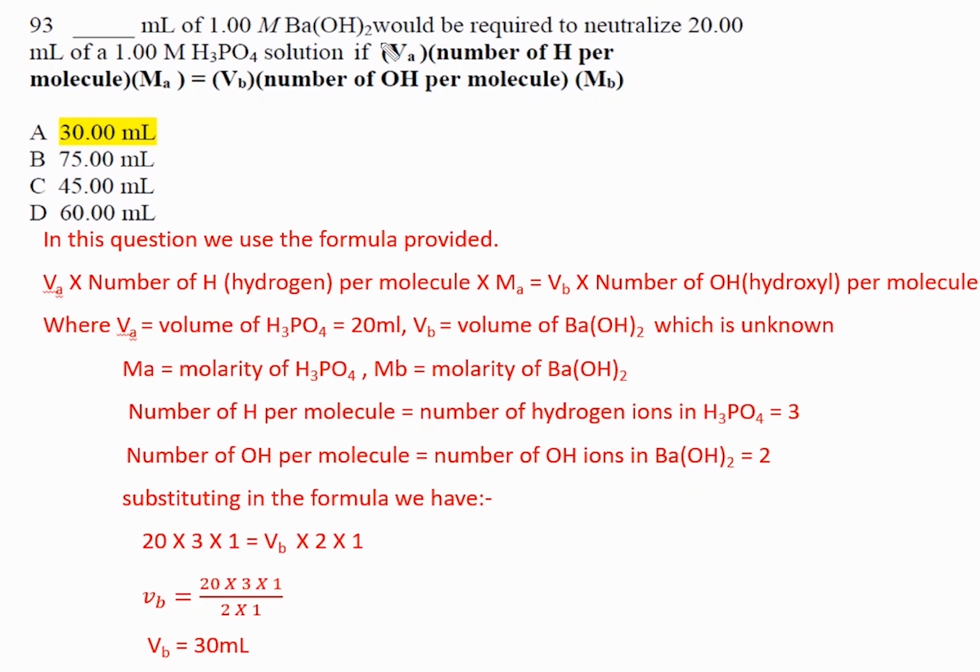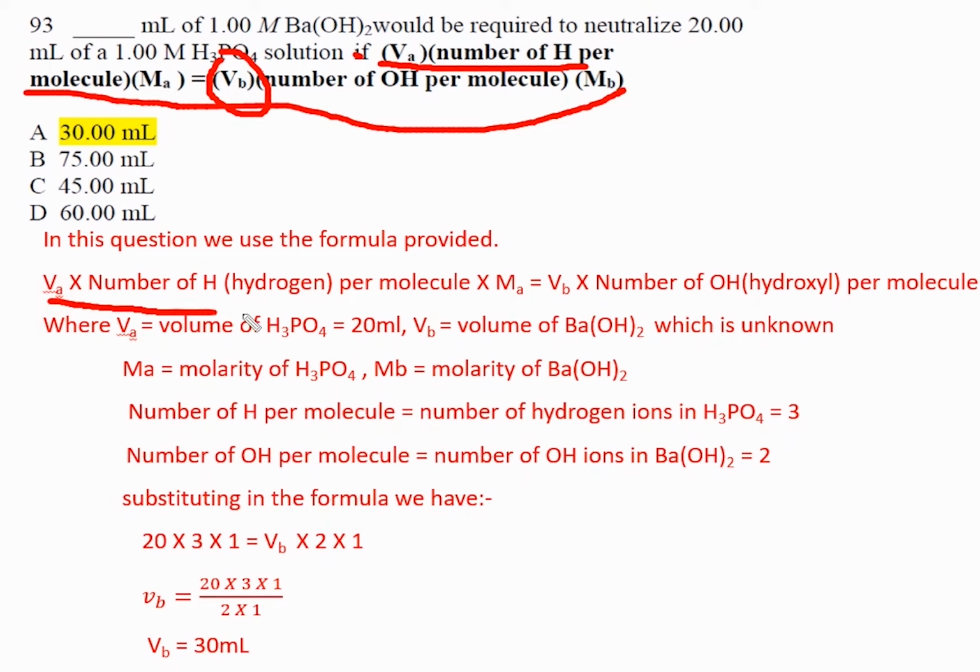Question 93. We are expected to use the relation VA times number of hydrogen per molecule times molarity A is equal to VB times the number of hydroxyl per molecule times molarity B to obtain the missing volume of barium hydroxide. So this is going to be our formula that we're going to use to obtain the volume of barium hydroxide, which is volume B. You'll write it like that.